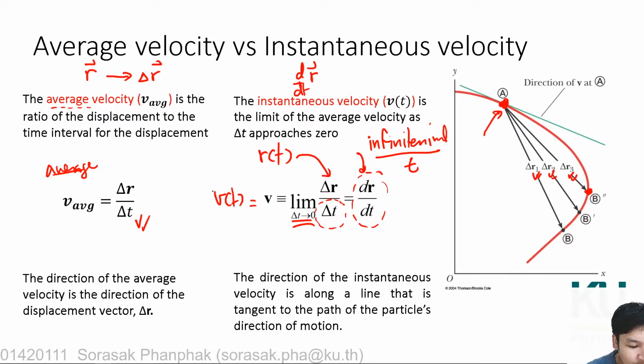And I remind you, when you see a bold letter, think of it as having an arrow sign on top of it, so they are all vectors, right? And the direction of V is along the change of the R vectors.